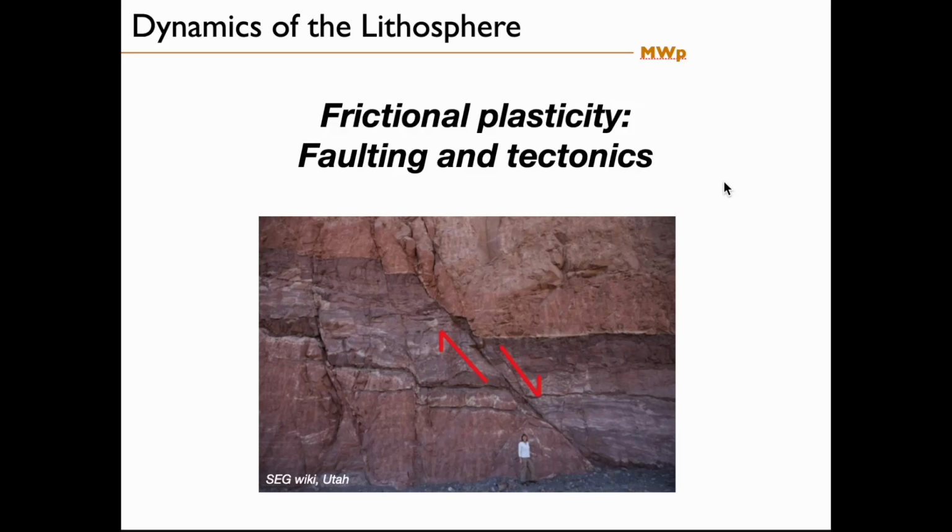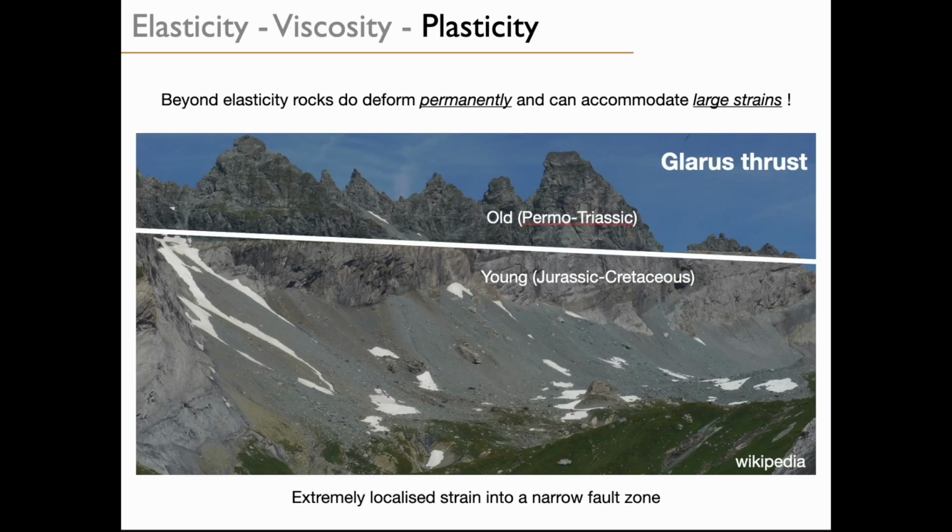Hello everyone. In this second lecture on frictional plasticity, we will discuss faulting and tectonics. Last week, we briefly introduced the problematic of faulting in the Earth's crust, and I recall to you this famous example of the Glarus thrust in the Swiss Alps, where you see the manifestation of a very sharp fault zone that accumulates a lot of strain that allowed to emplace old rocks onto younger rock units.